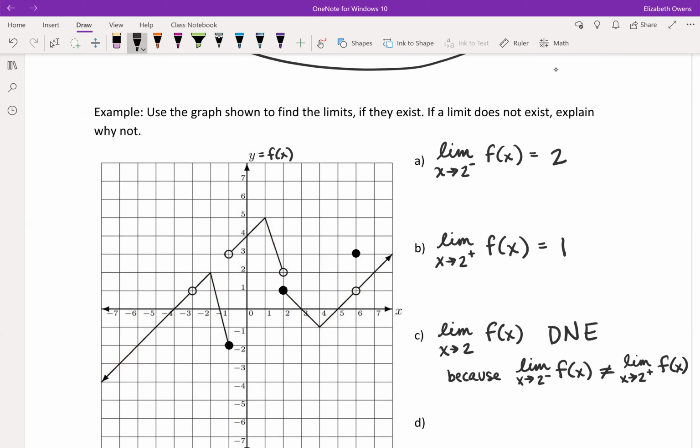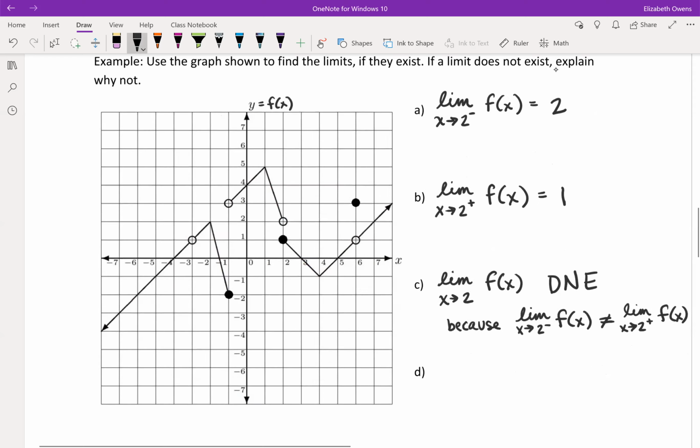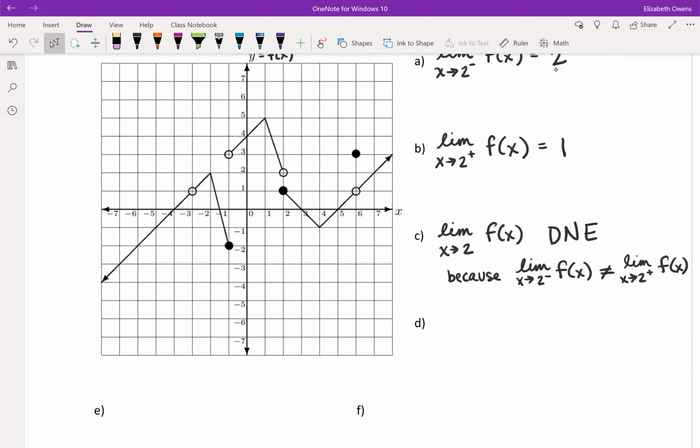Let's try some other ones here. This is just general practice. Let's look at the limit as x approaches -3 of f of x.